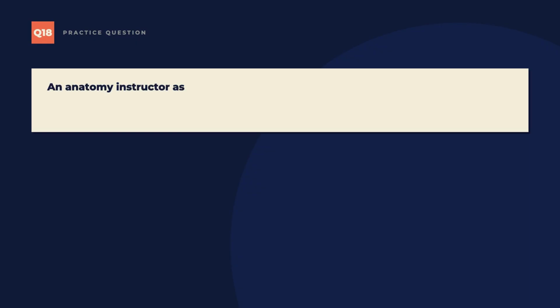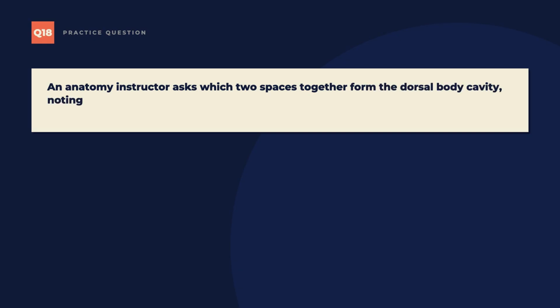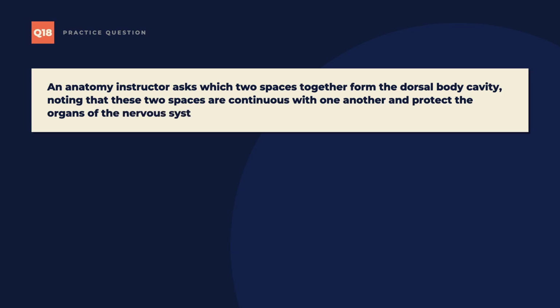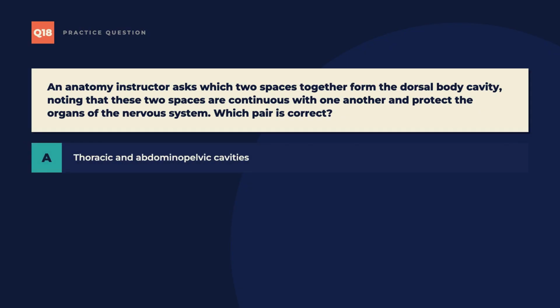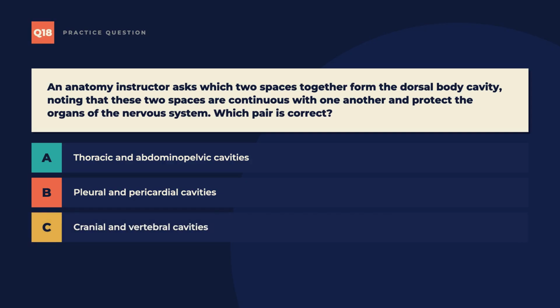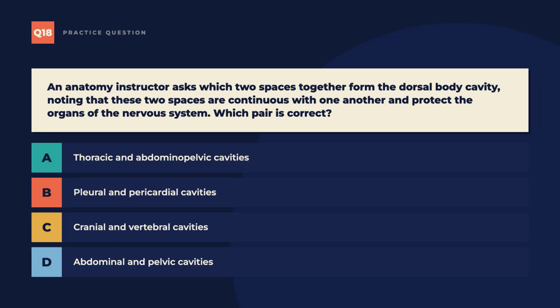Question 18. An anatomy instructor asks, which 2 spaces together form the dorsal body cavity? Noting that these 2 spaces are continuous with one another and protect the organs of the nervous system. Which pair is correct? Your options are A. Thoracic and abdominopelvic cavities, B. Pleural and pericardial cavities, C. Cranial and vertebral cavities, D. Abdominal and pelvic cavities. Take a second. Which answer would you pick?